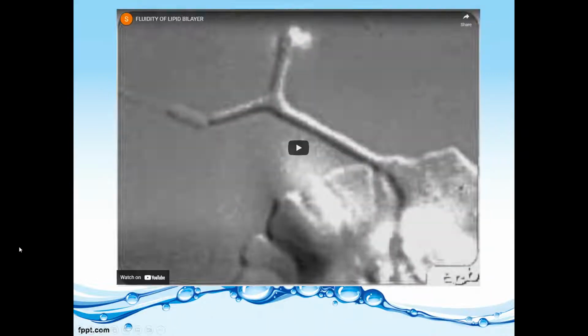All right, so we're going to watch this video on fluidity of the lipid bilayer. The scientists are literally going to take tiny tweezers and pull the cell membrane out, like pinch it out.